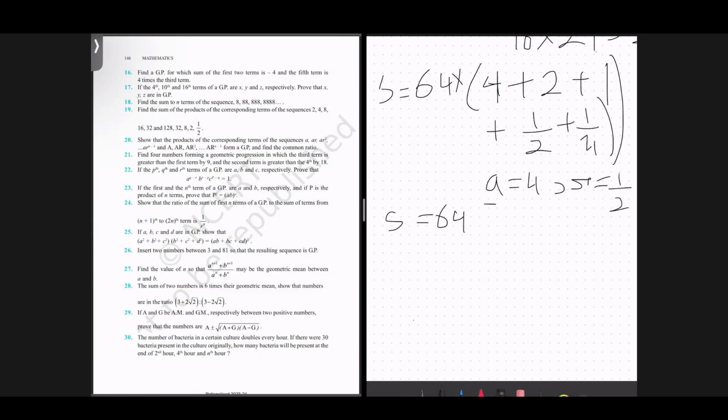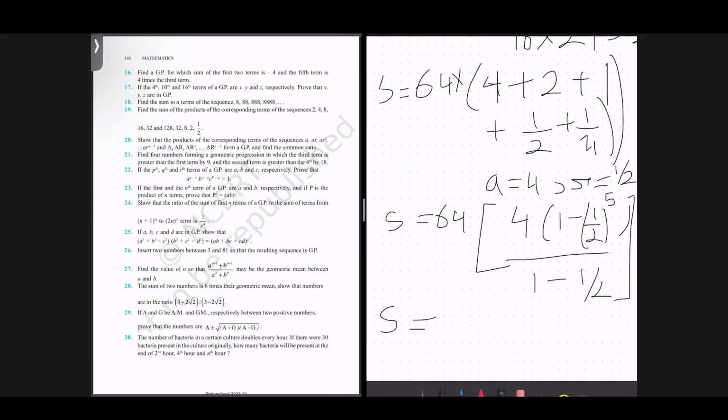So S is going to be 64. In the brackets, you now have the first term A. In the common ratio, you have 1 minus the common ratio, which is half, raised to the power the number of terms in the sequence, and that is going to be 5. In the division, you have 1 minus half, right? So that is going to be your sequence sum, right?